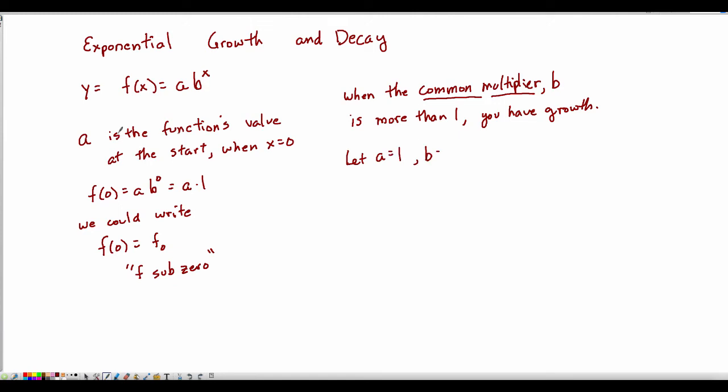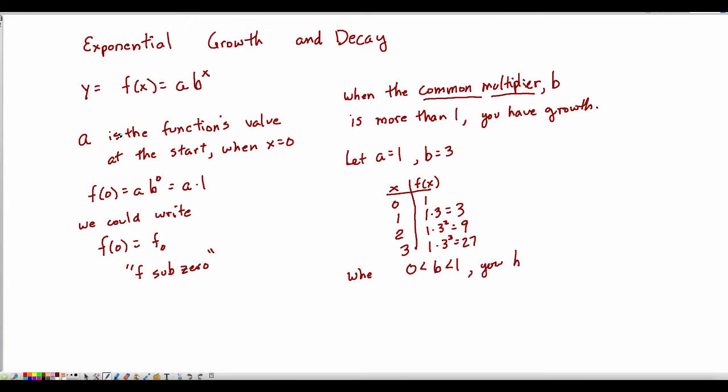So let's take a look at an example of this. What if a is 1 and b is 3? We substitute in the values. If x is 0, f of x is 1. If x is 1, you get 3. x is 2, you get 9. x is 3, you get 27. You can see that this is growing. And we'll graph this in a moment.